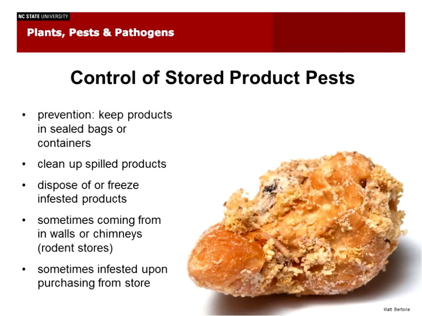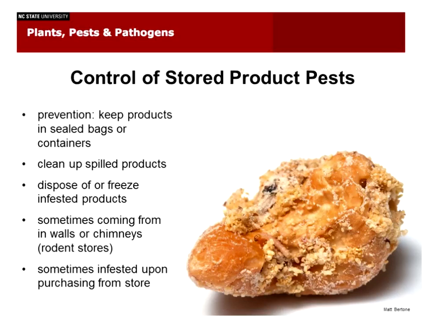Also, clean up spilled products. If you spill some, they get under, say, some piece of equipment or something, behind some boxes. That's a way for them to get into and start infesting the pantry. Also, dispose of or freeze infested products. This will kill whatever's in there. Most of them are not very mobile, so if you bag them up and put them in the freezer, you're going to kill whatever's there.